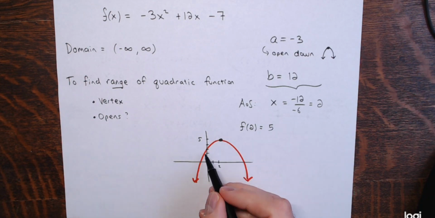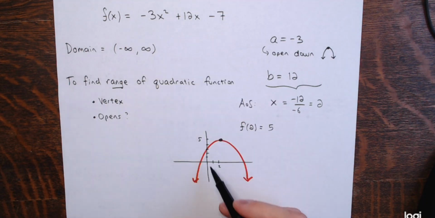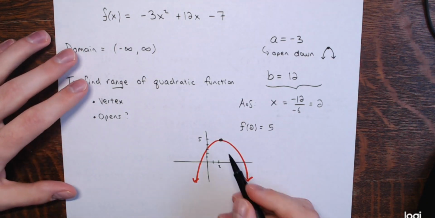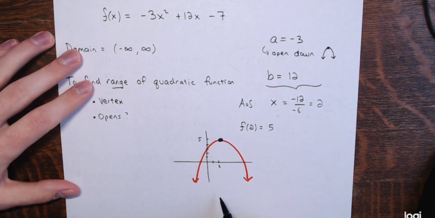Now it doesn't look exactly like this. I mean, it's going to cross at 0, negative 7. This is actually a bad drawing. But all I need to know is the vertex and which way it opens.